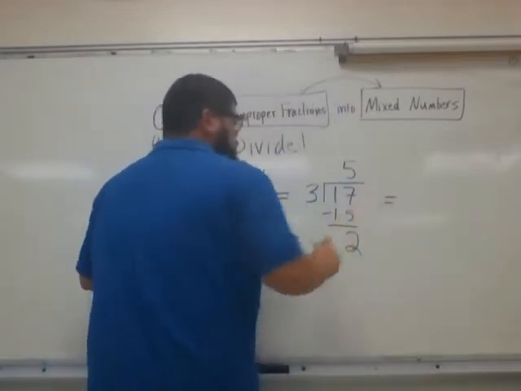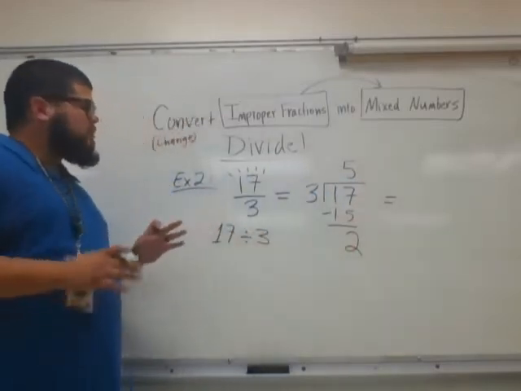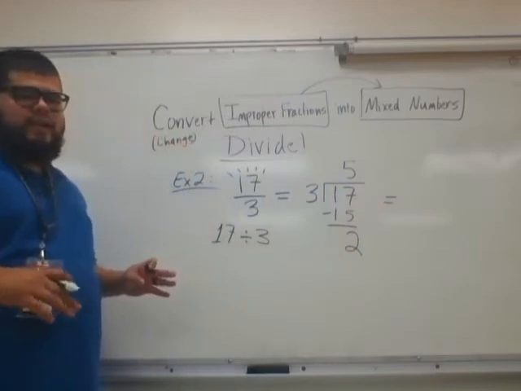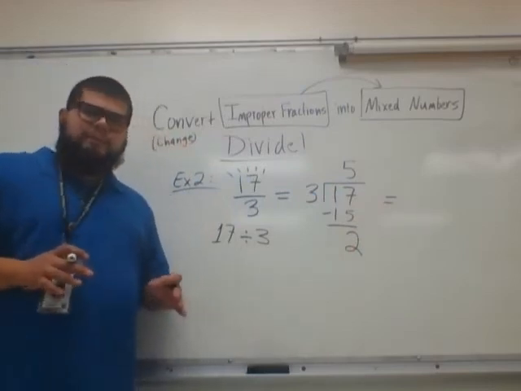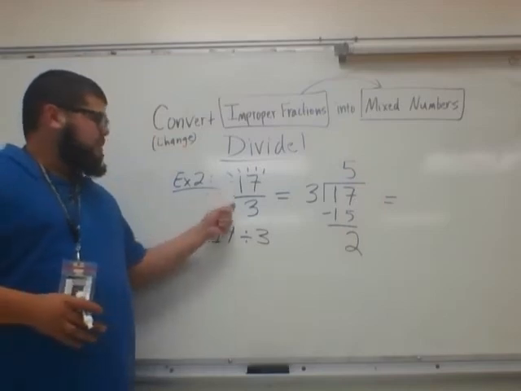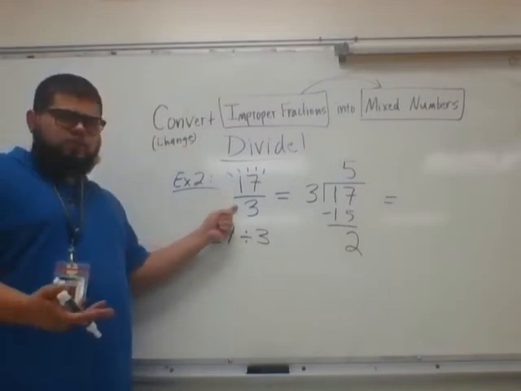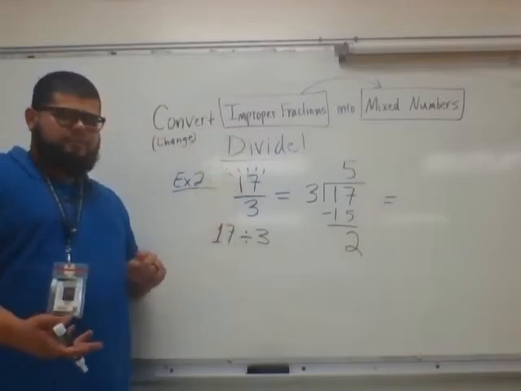Now, again, we could turn this into a decimal, but we don't want to do that because the whole purpose of this is, if you're taking a test or something, you end up with 17 over 3 as your answer, but that's none of the answer choices, right? So you've got to convert this into a mixed number, right?